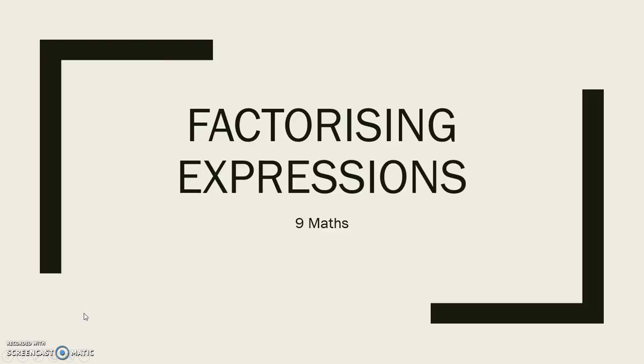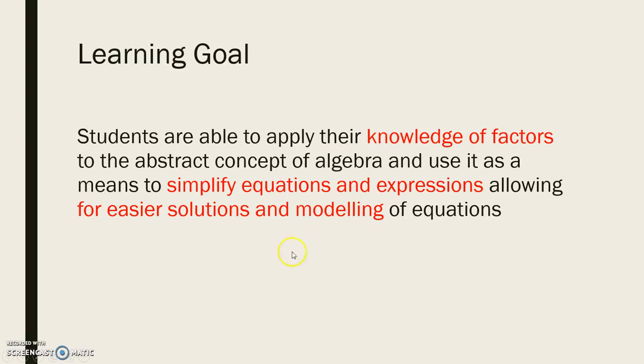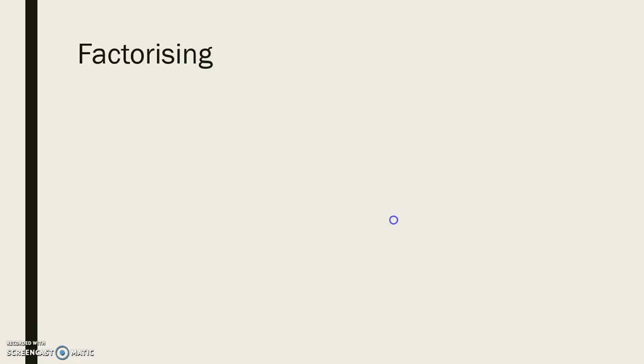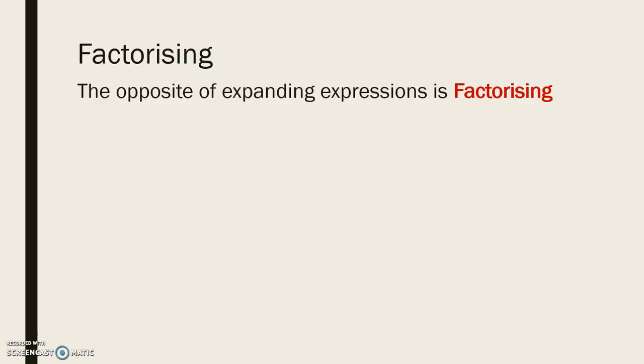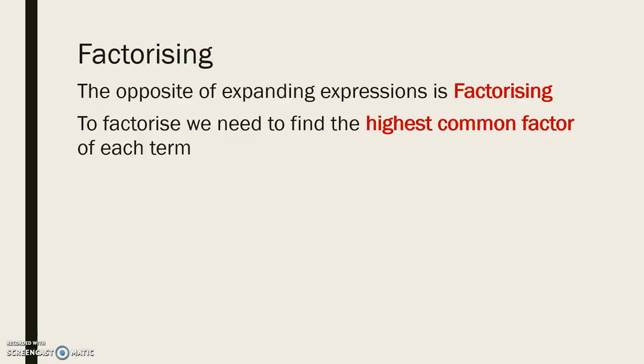This short presentation is around factorising expressions, algebraic expressions. So it's the reverse process of binomial expansion and the distributive law. What we're going to do is apply our knowledge of factors to simplify equations and reverse that process that we looked at previously. So factorising is the opposite of expanding expressions, and we're looking for the highest common factor of each term.